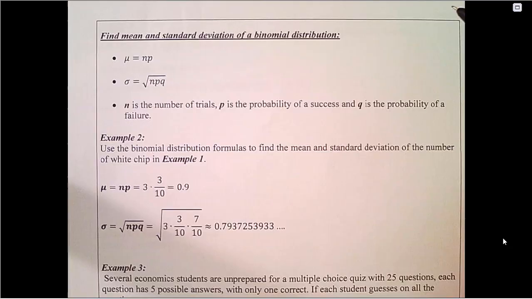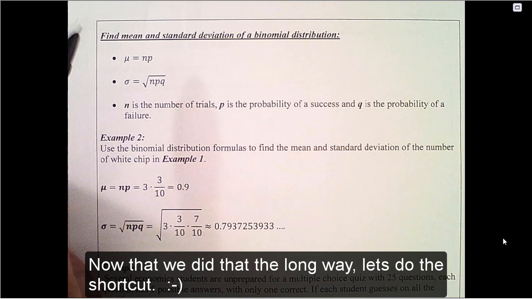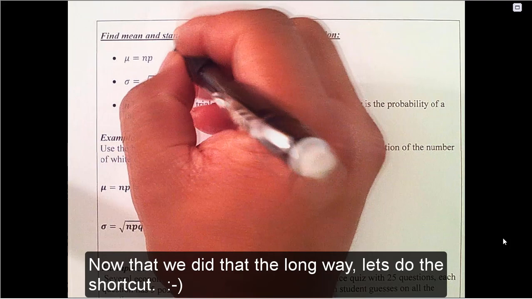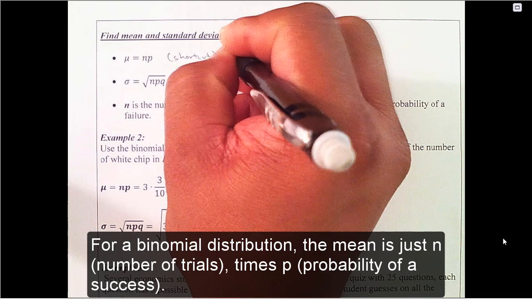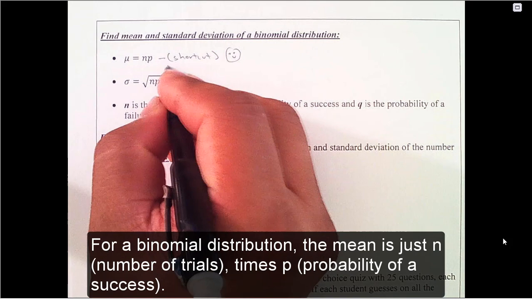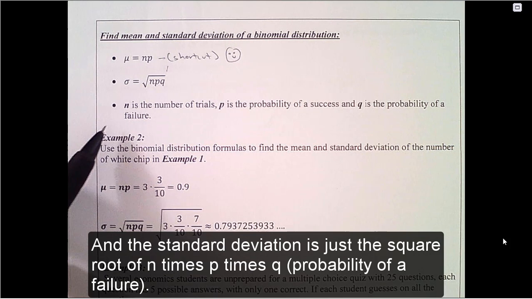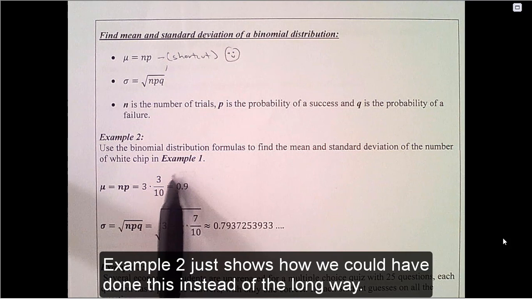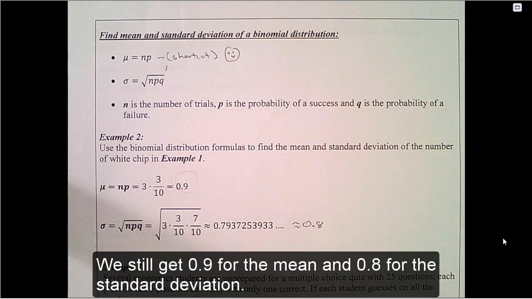Now that we did that the long way, let's do the shortcut. For a binomial distribution, the mean is just n, number of trials, times p, probability of a success. And the standard deviation is just the square root of n times p times q, probability of a failure. Example 2 just shows how we could have done this instead of the long way. We still get 0.9 for the mean and 0.8 for the standard deviation.